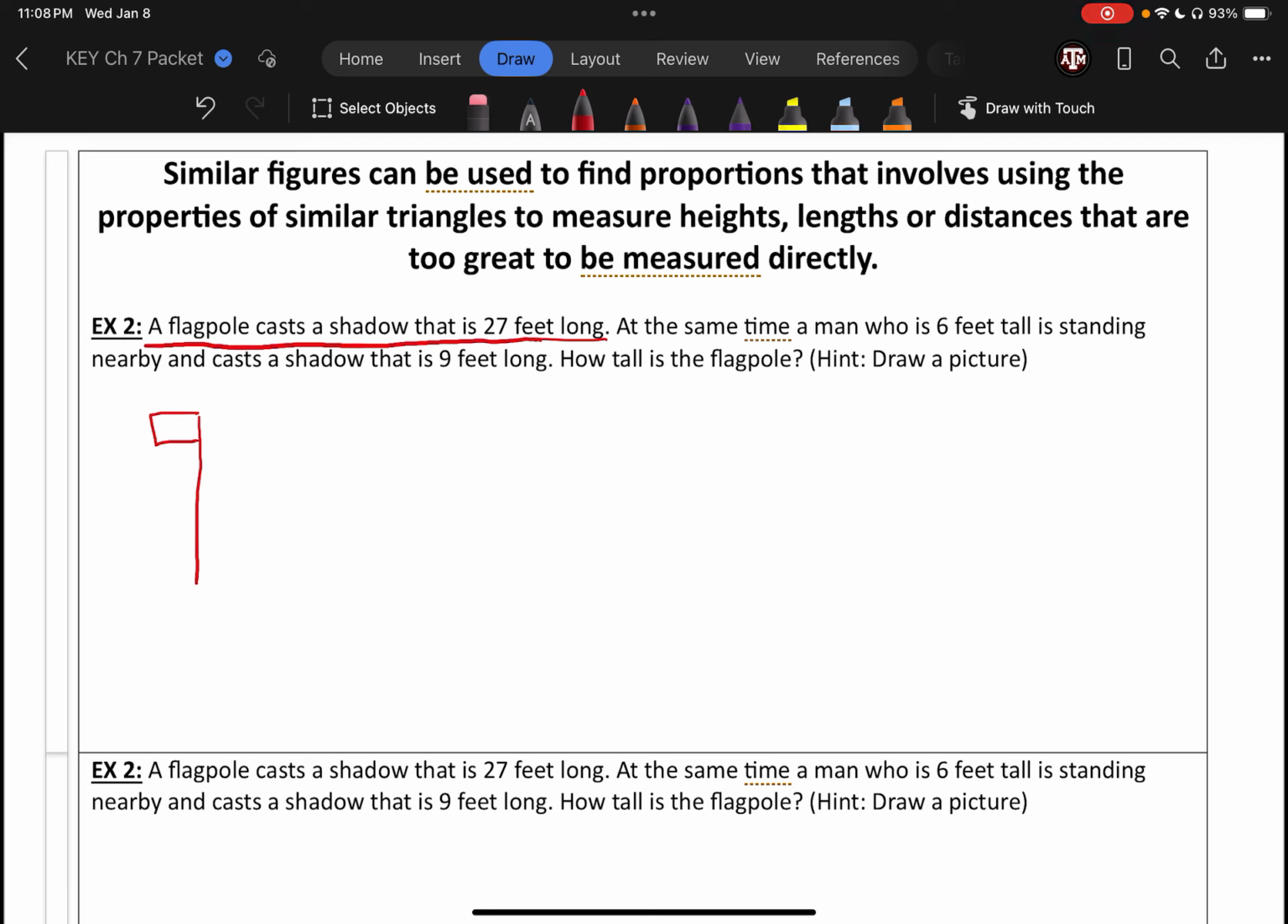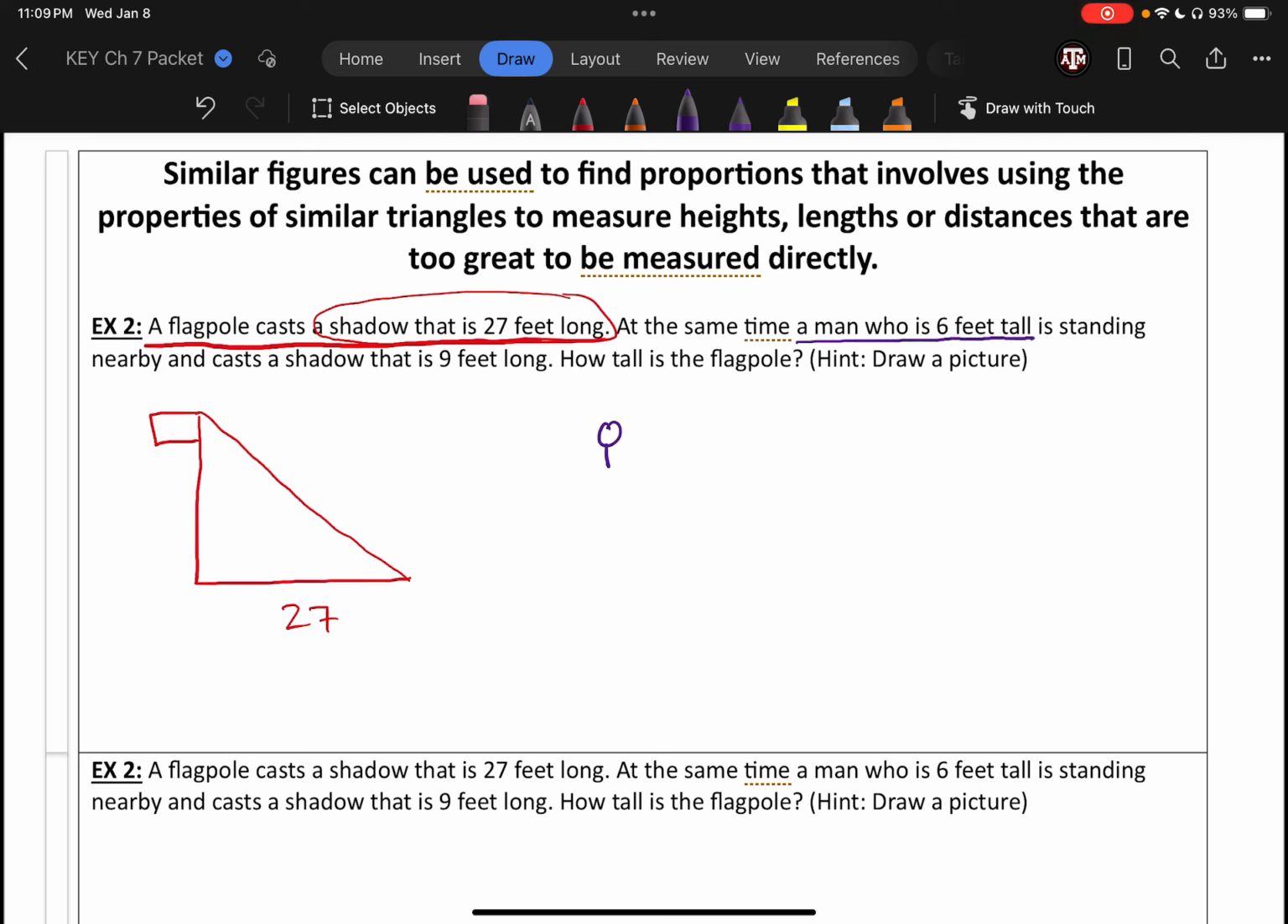If I'm casting a shadow, where's my shadow located? Shadows are always on the floor for the most part. So if my shadow for the flag is 27 feet long, then this bottom side here is 27, right? These types of problems, we're primarily looking at triangles. So I'm going to connect the top of the flagpole here to the end of the shadow, right? So here's my flagpole, and I have a shadow that is 27 feet long.